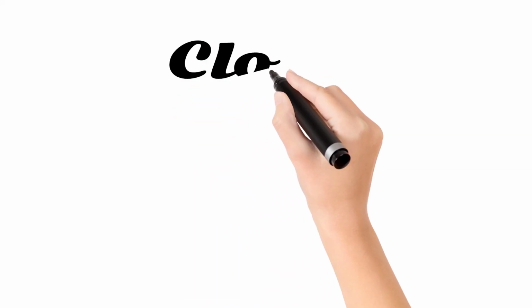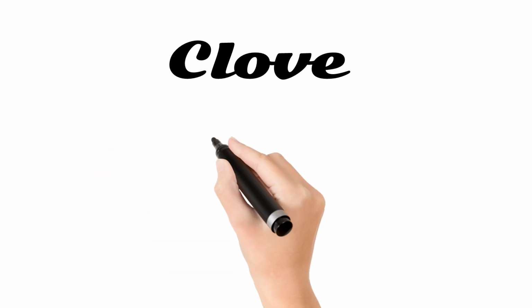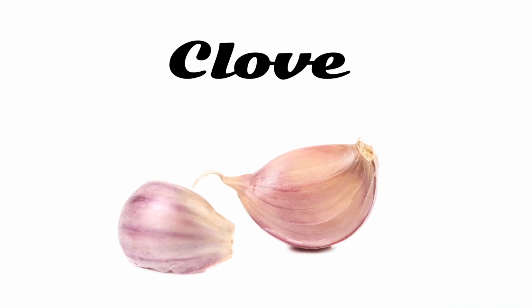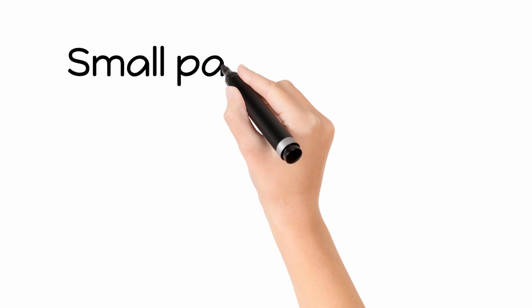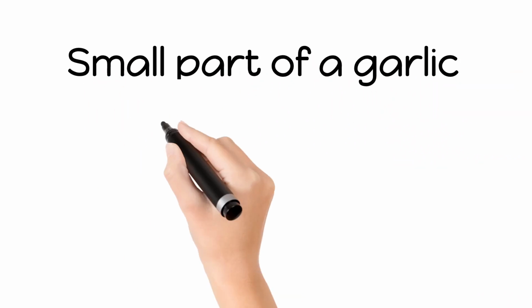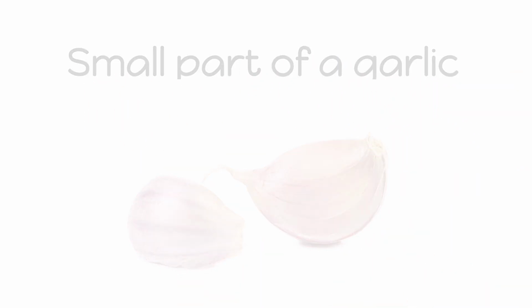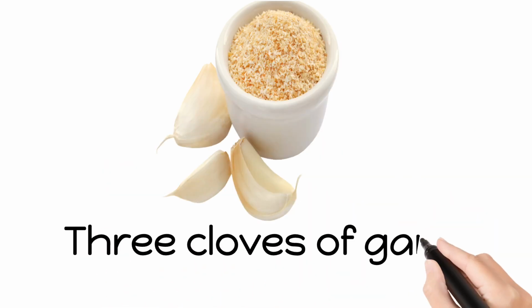Next, let's look at the word clove. A garlic head is made up of smaller pieces called cloves. So, if a recipe calls for just a small part of garlic, you'd use a clove. For example, add 3 cloves of garlic to the sauce.